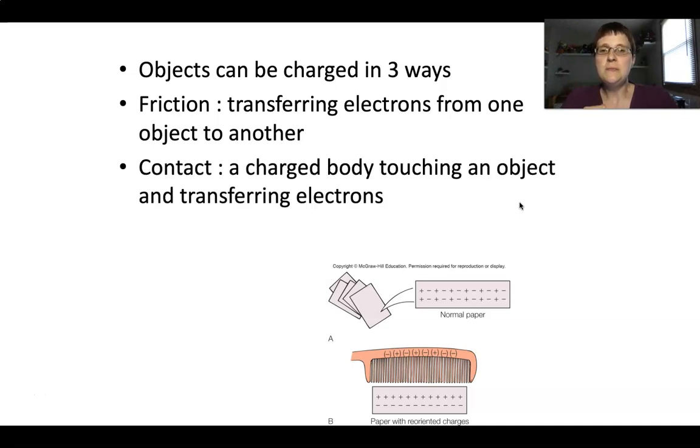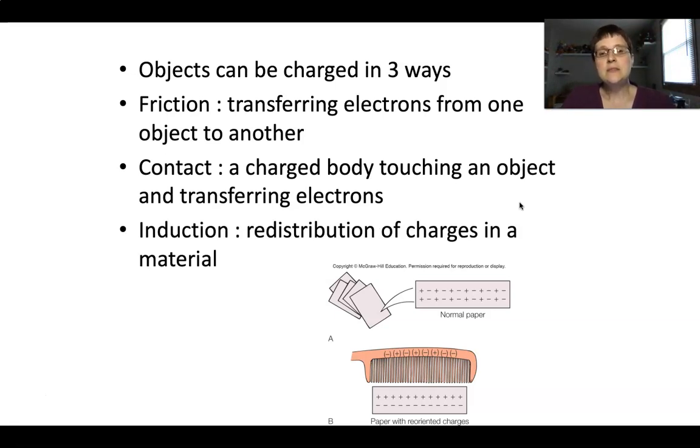So there's friction, there's contact. This is where a charged body touches an object and transfers electrons or takes electrons. A contact example you may have seen is at demonstrations at science centers with the big bell that somebody touches, and then they touch somebody else and it makes their hair stand up. That would be an example of contact.